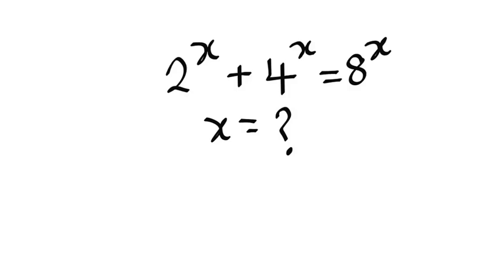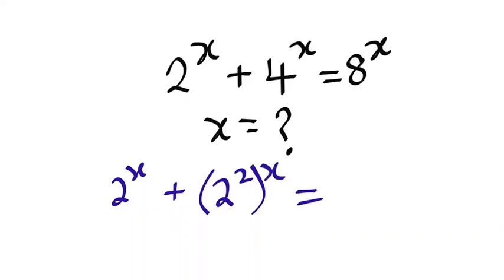Now we're going to have 2 to the power of x plus this 4. I'm going to rewrite this 4 as 2 to the power of 2. That is, we're going to have 2 to the power of 2, then x, equals this 8 here. I'm going to rewrite it as 2 to the power of 3. Then we have x. Okay, so we move on.